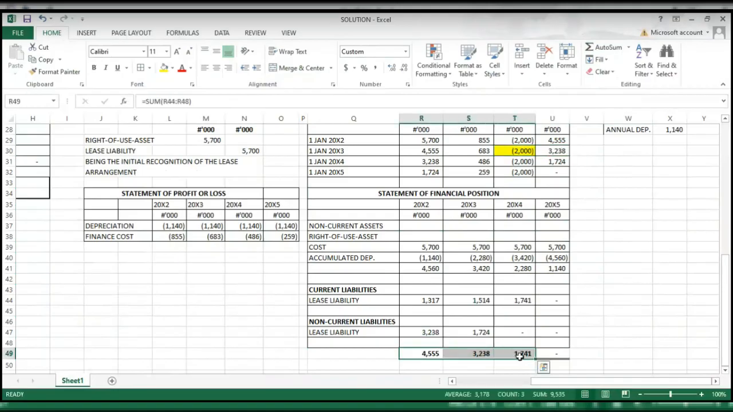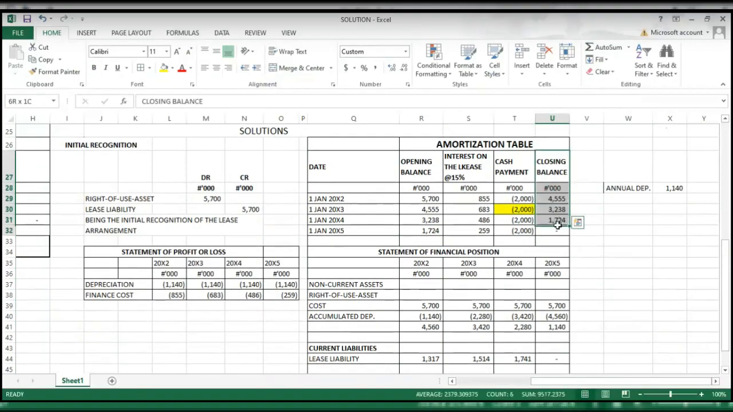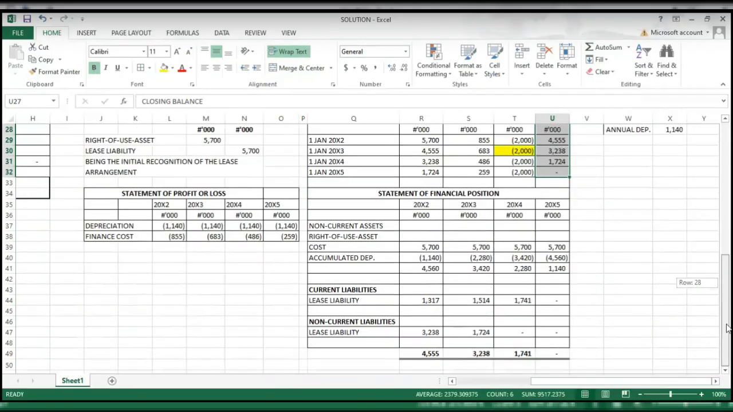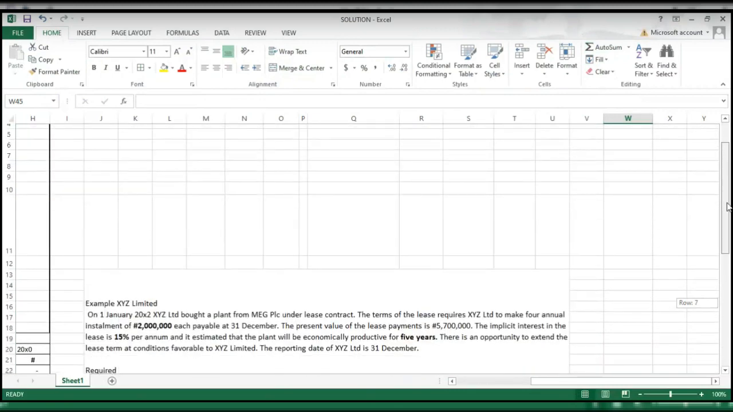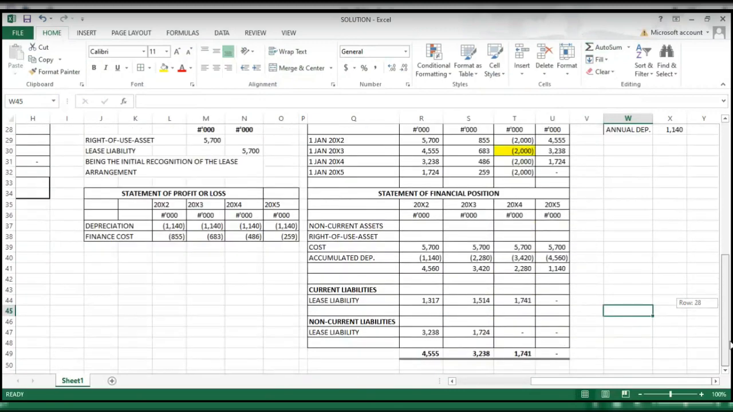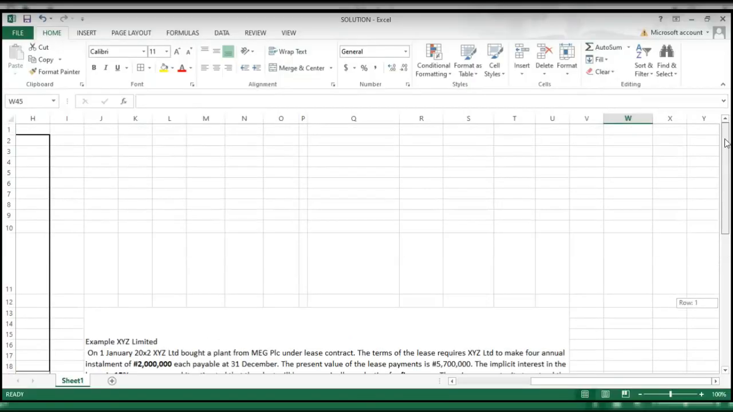Eventually, when you add it up, you'll have the same information you have as the closing balance in your amortization table, as the closing balance in your balance sheet. I hope you understand everything I've explained in that regard. So we'll be moving on to more examples today because we need to know.